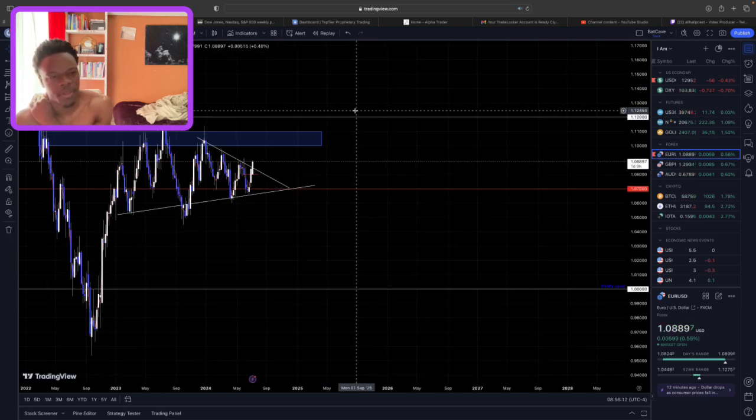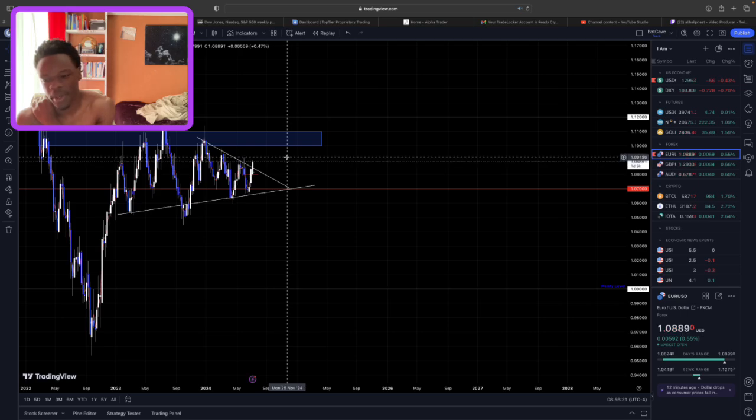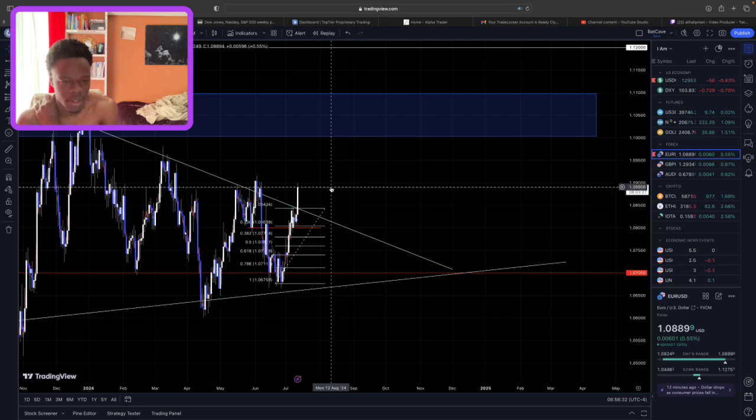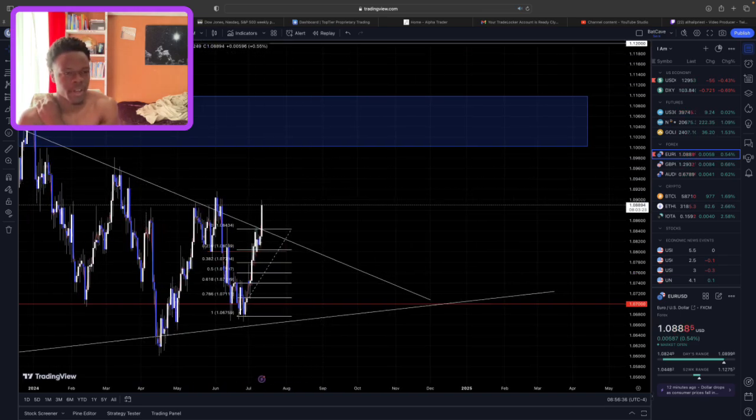On the weekly time frame, price action has risen 51 pips from its opening price, breaking through the trend line, as price action has risen to a high of 1.09, following the price action of the CPI report. As you can see here, we have price action breaking through the trend line. There's a little bit more data on that.